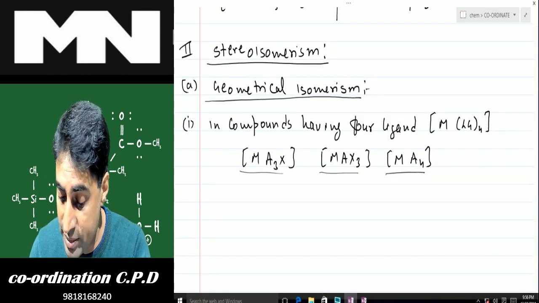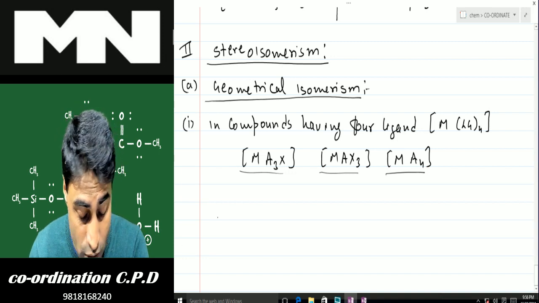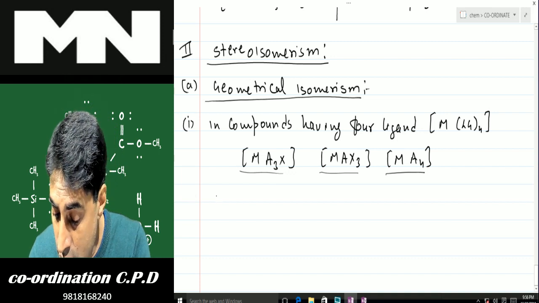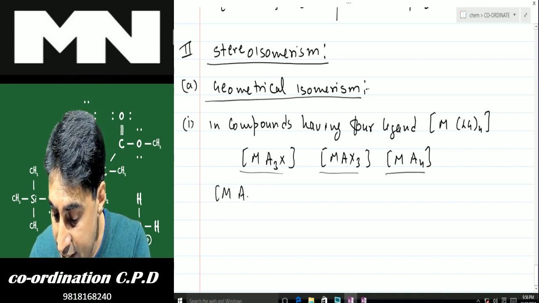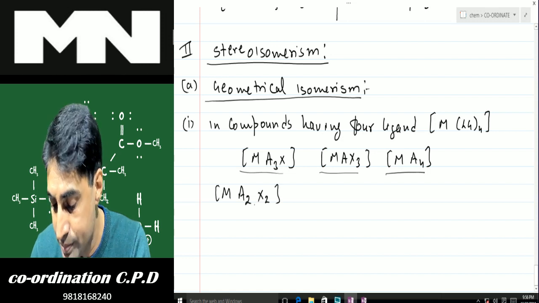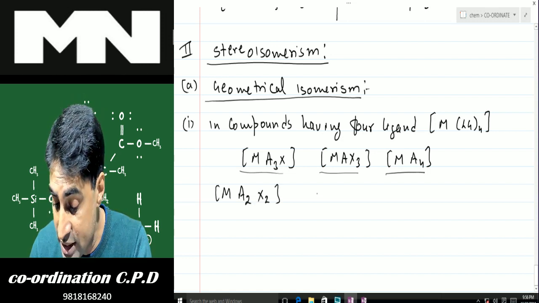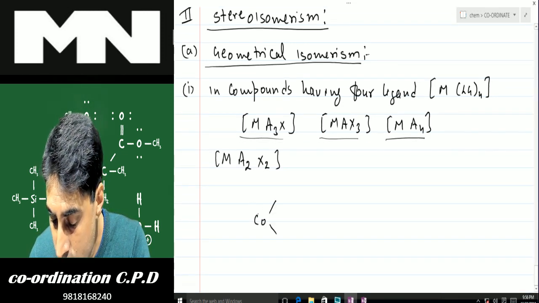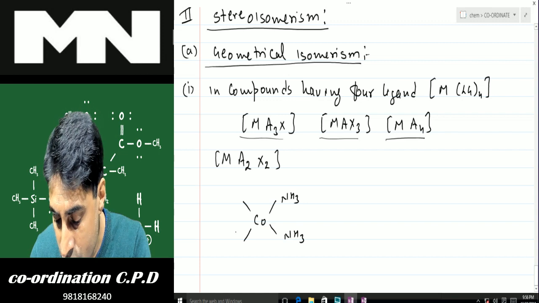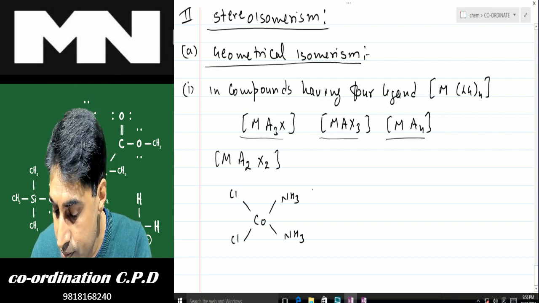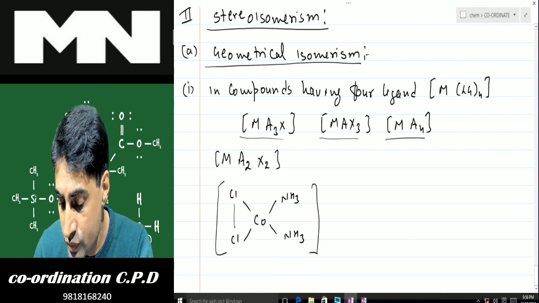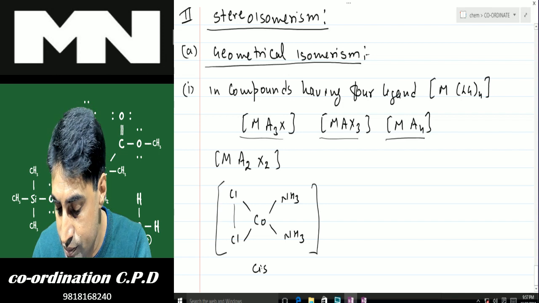In this, I'll give you some examples. Like I'll give you example of first, that is MA2X2 type, where you have 2 different type of ligands. So suppose I have got a compound like Co(NH3)2Cl2. In this you have got like group on the same side. That's why this form is cis.